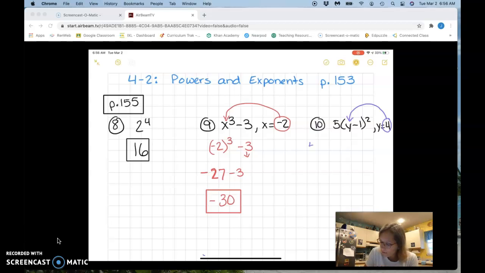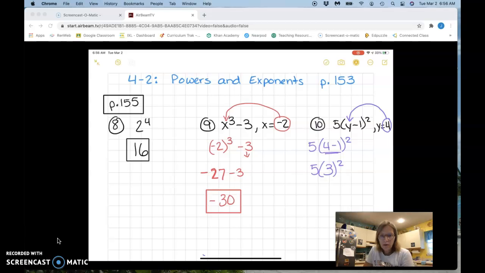So I have 5 times 4 minus 1 squared. Now, remember order of operations. We have to use order of operations on this problem or we'll get the wrong answer. So parentheses first. That means I'm going to do 4 minus 1 first. 4 minus 1 is 3. Bring everything else down.